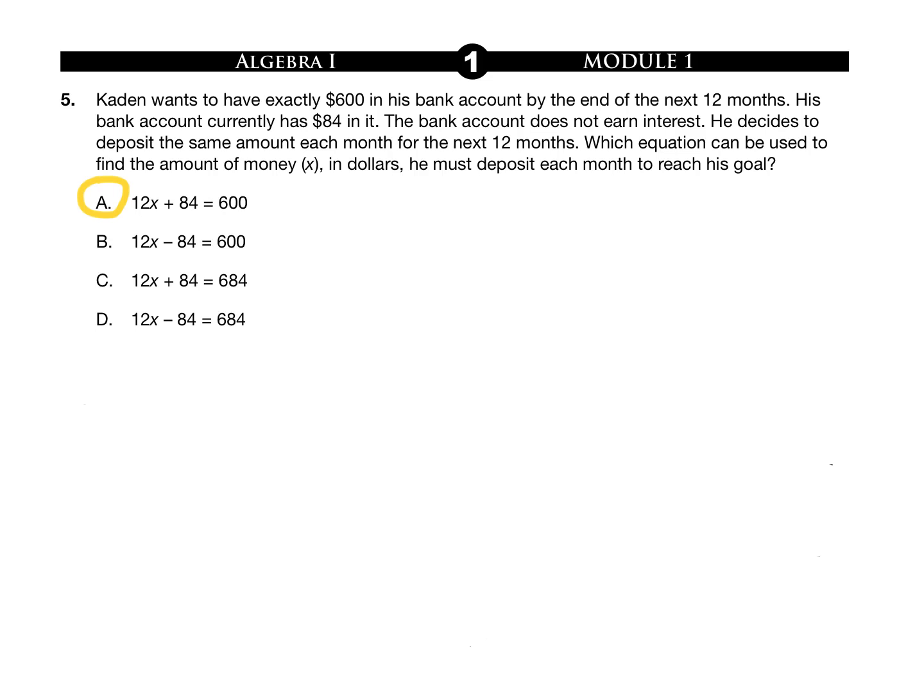For our next problem, Caden wanted to have exactly $600 in his bank account. Our goal is to figure out how I can get exactly that $600. So we know he's going to be saving for 12 months, and he starts with $84. If we think back to our start and rate idea, he has a start of $84, and we're going to save the same amount of money for each of the months.